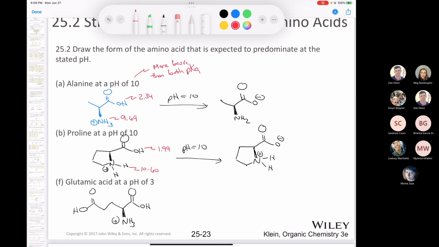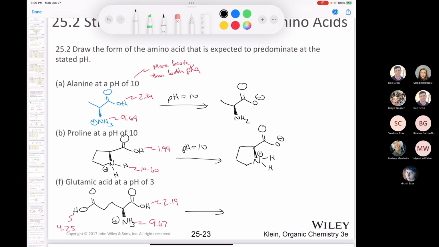Okay, the pKa of the most acidic one is 2.19. The pKa of the protonated form of the amine is 9.67. Again, these values come right from the table. You don't have to memorize any of these. The side chain is 4.25.